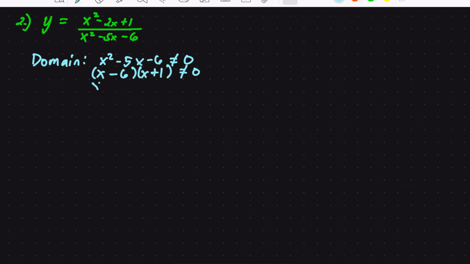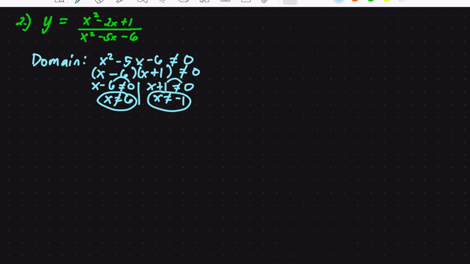Then, so x minus 6 should not equal to 0. And x plus 1 should not equal to 0. So, lipat natin doon, magiging x is equal to 6. Yung positive 1, magiging x is equal to negative 1. So, okay. So, x should not equal to 6. X should not equal to negative 1 also.